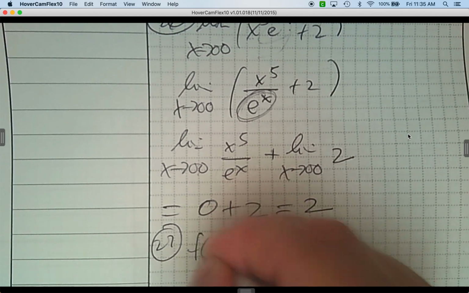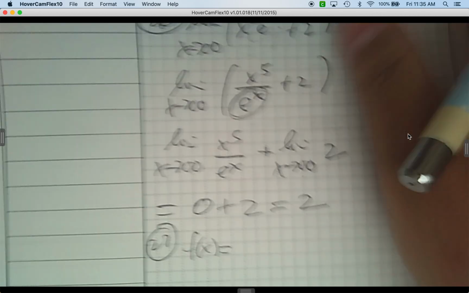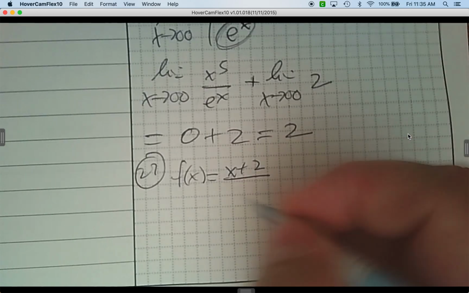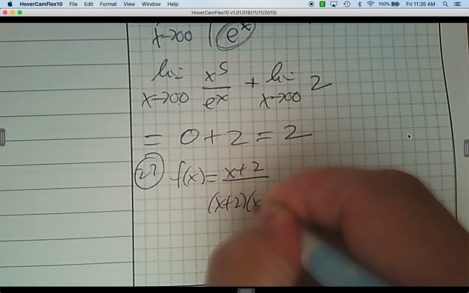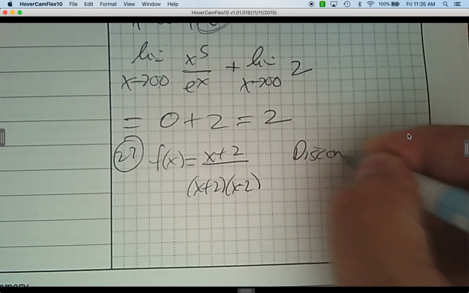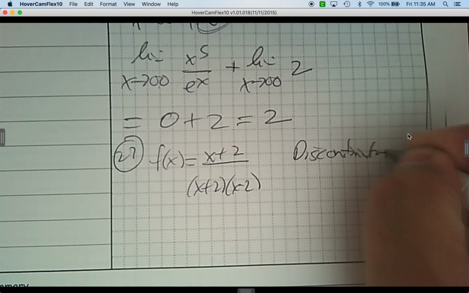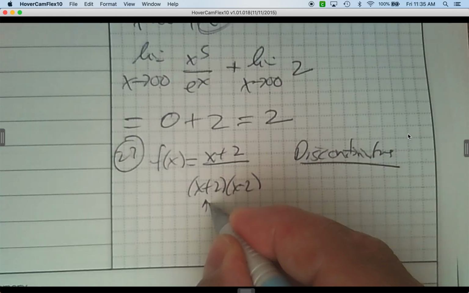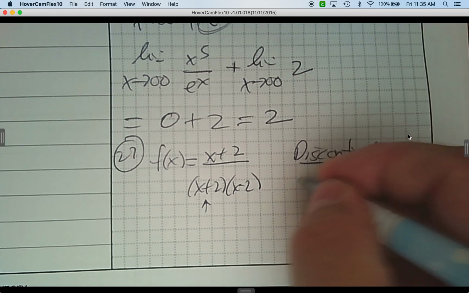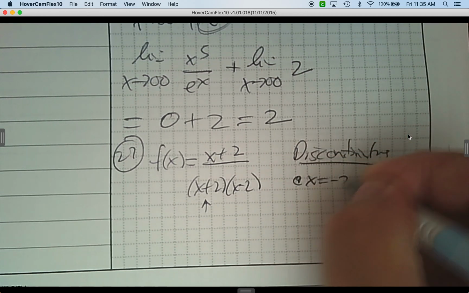All right, f of x. And what am I doing? The discontinuities. I love discontinuities. Now, the denominator, I'm going to factor right away. And then I look at the denominator. So where are the discontinuities? So look at the first one. What makes this not continuous if this is 0? So what x value? So we have 1 when x equals negative 2.